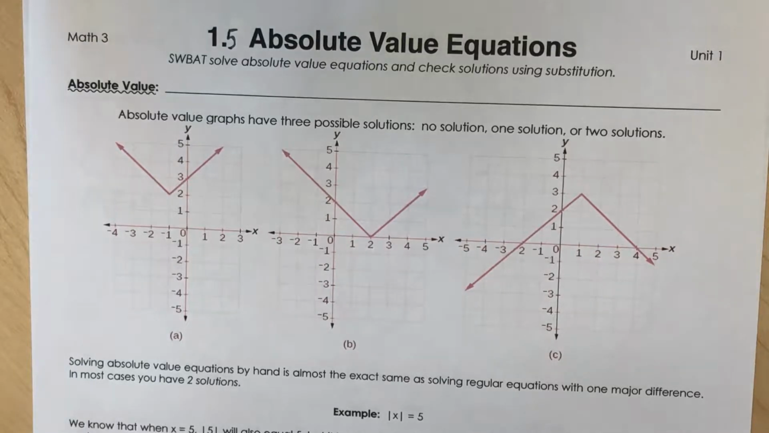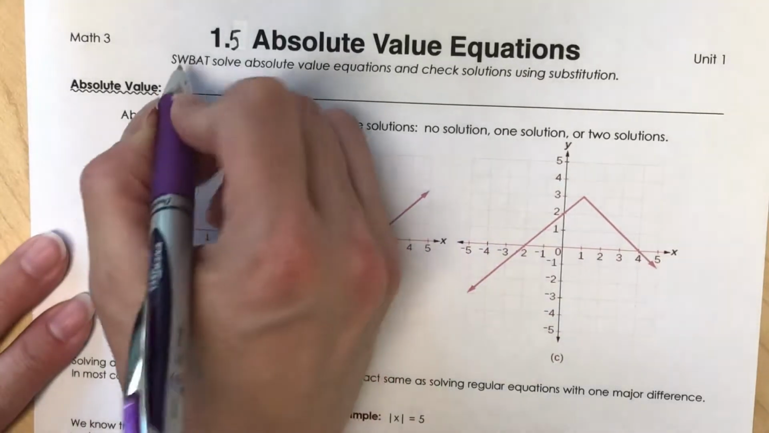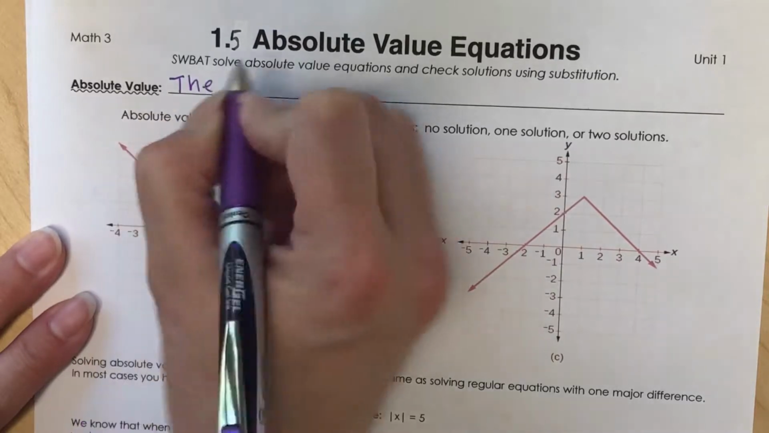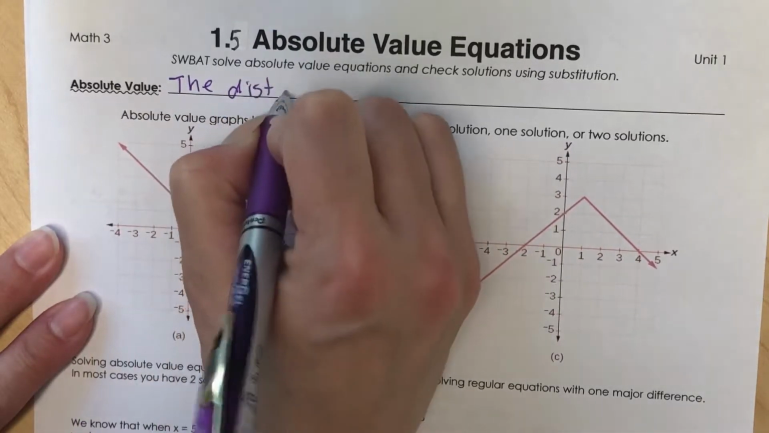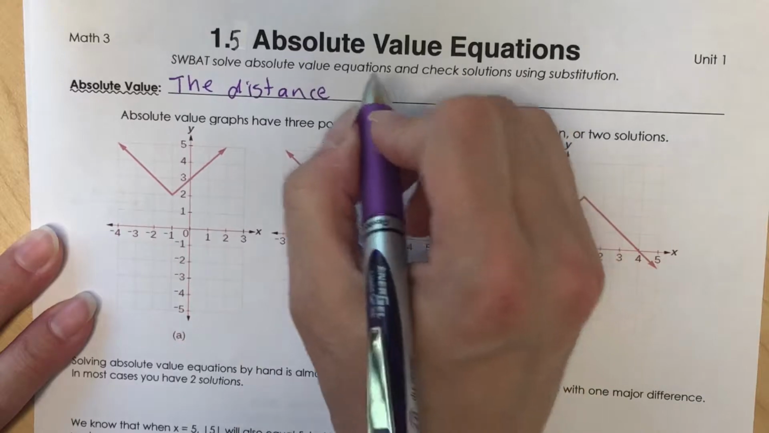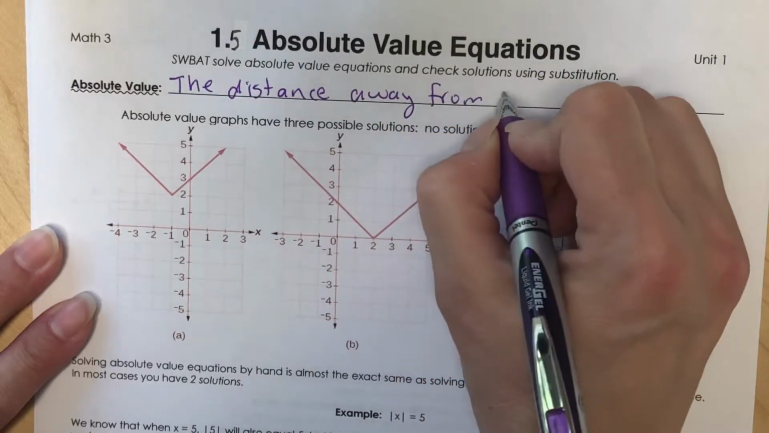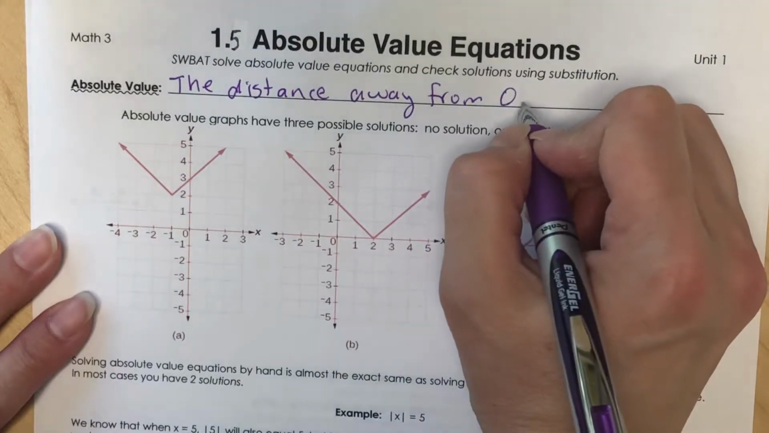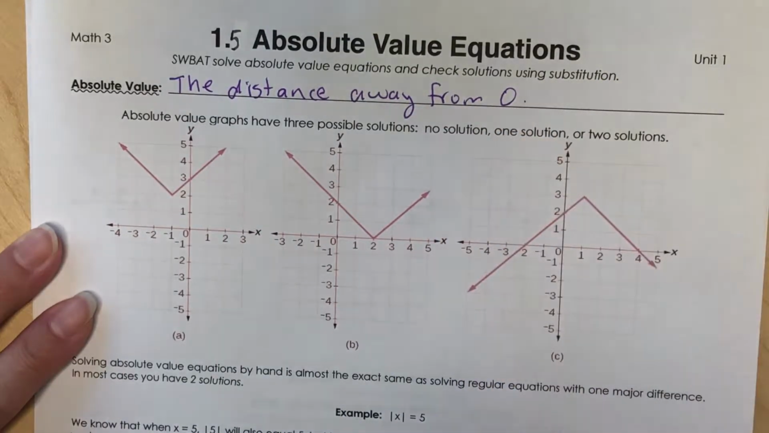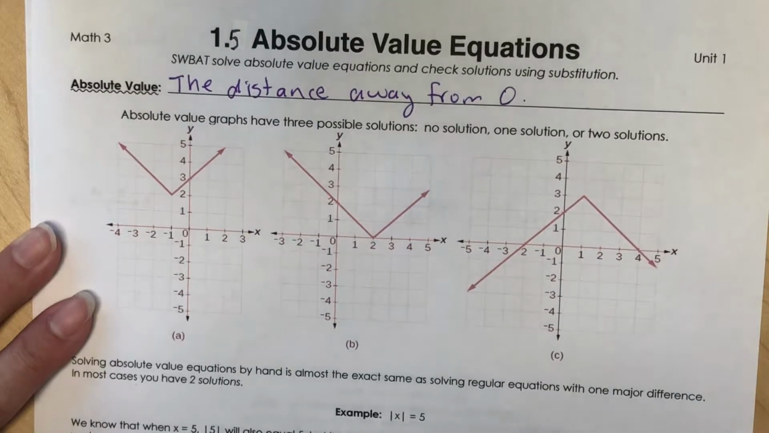Hey, welcome to section 1.5, absolute value equations. First, we'll start by defining absolute value. Absolute value is the distance away from zero. If you're doing the absolute value of a number, it would be its distance from zero on the number line. If we're doing the absolute value of x, then it's going to be the distance away from some other quantity on the number line, depending on what x comes out to be.